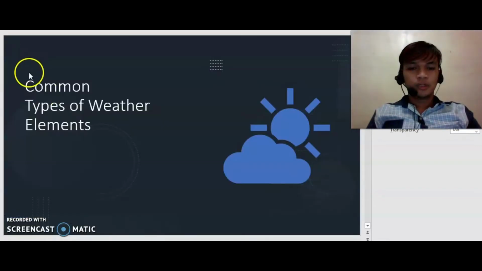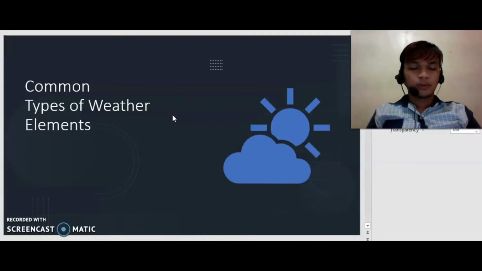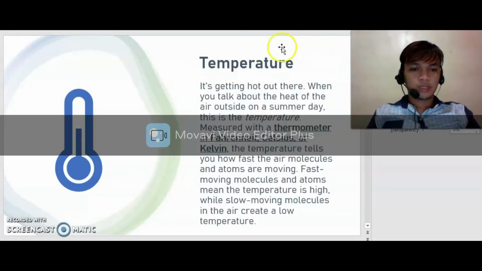So what are the common types of weather elements? These 6 types of weather elements are essential in identifying what is your current weather at any specific time and place. Let us talk about the first one. You know this already, the temperature. It just pertains to how hot or cold it is in your place.